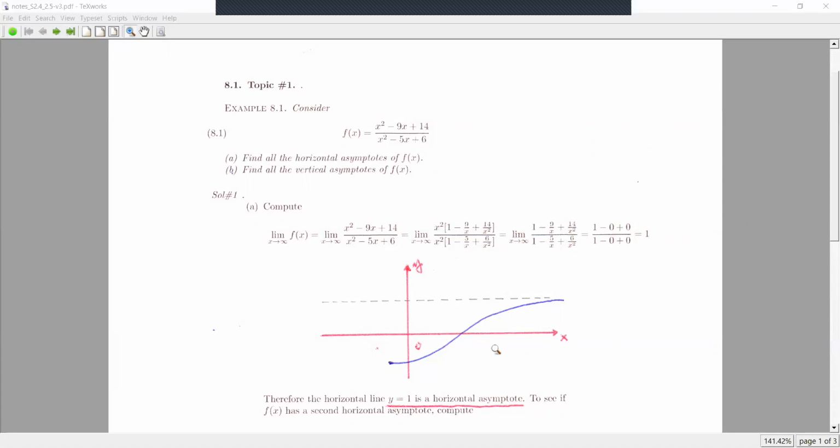In the graph, the graph of the function is getting closer and closer to this horizontal line. The height of this horizontal line is 1. Therefore, this horizontal line is a horizontal asymptote. The equation of this horizontal line is y is equal to 1.